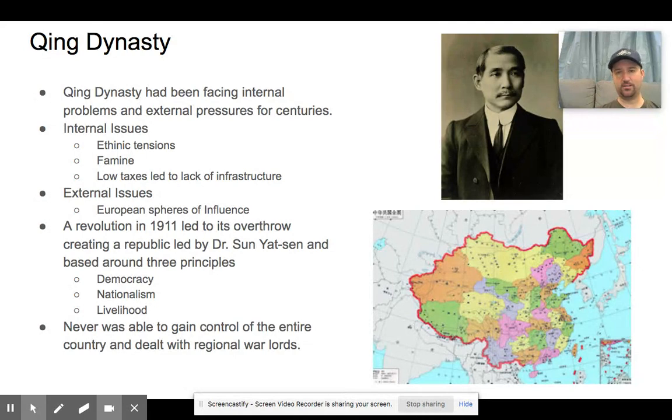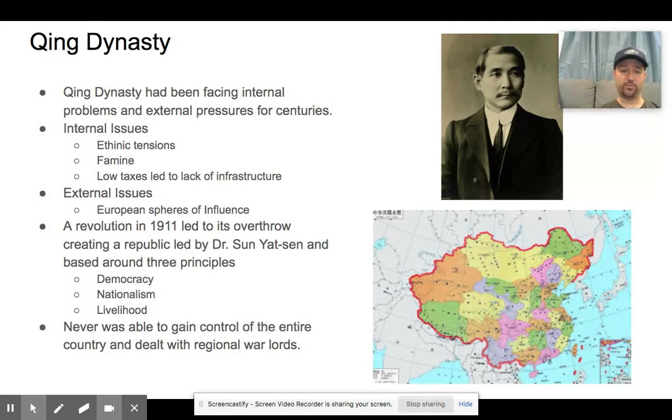Dr. Sun Yat-sen is still very much a revered historical figure within China. Even though it's a communist government now, they still honor him as the father or the founder of modern China. But he was never able to fully gain control of the country. He didn't have the military backing to be able to do that.